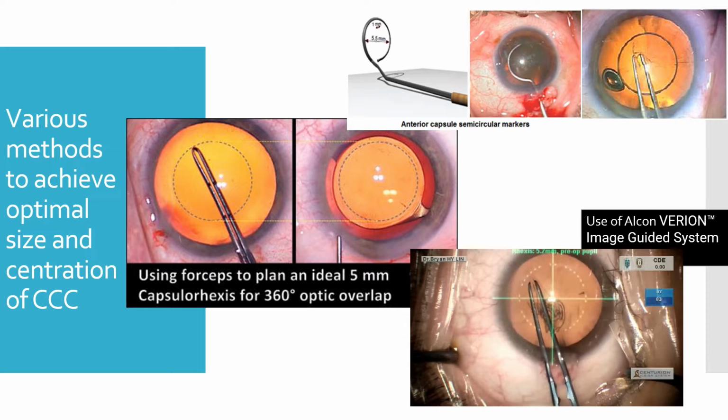Various methods are available like capsular marking ring, marked forceps, or you even have the liberty to use the Alcon Verion image guided system. It's good, but if you don't have anything, don't worry. You can just use your mental marker.